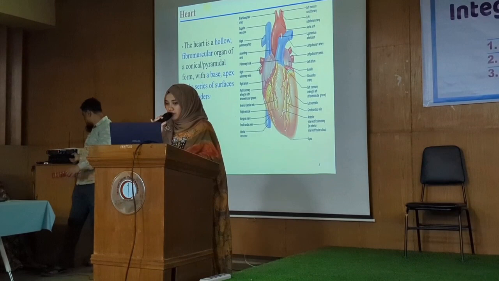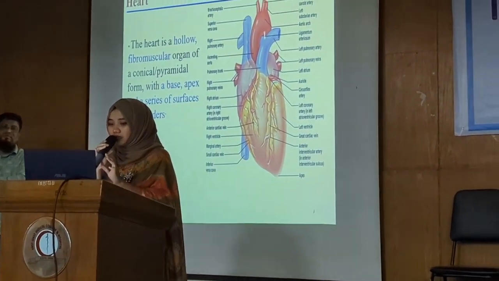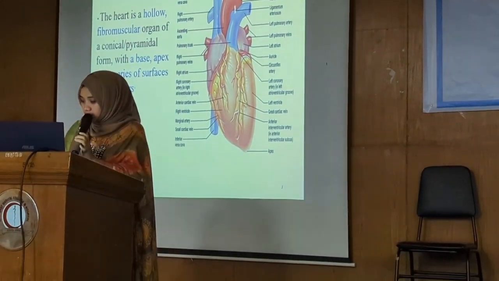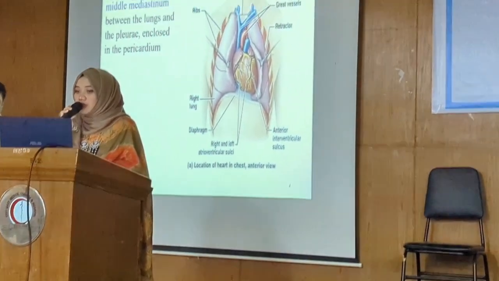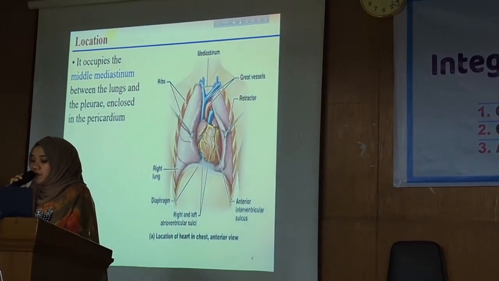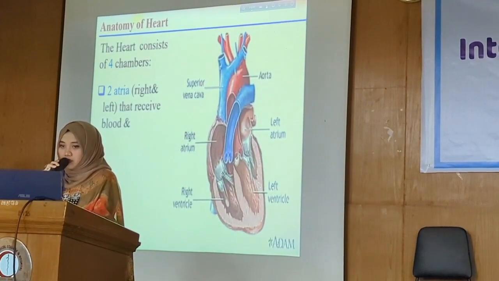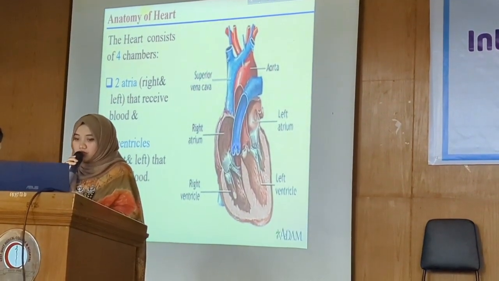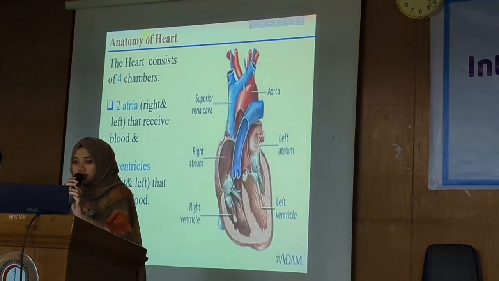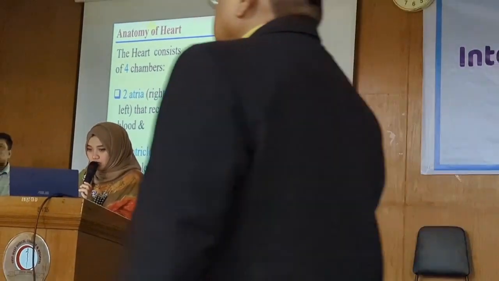The heart is a hollow muscular organ of a conical or pyramidal form with a base, apex, and a series of surfaces and borders. The heart is situated in the middle mediastinum between the lungs and pleura and enclosed by the pericardium. The heart consists of 4 chambers, 2 atria and 2 ventricles. The right and left atria receive blood and the right and left ventricles pump the blood out of the heart.